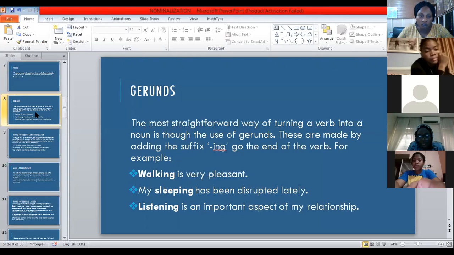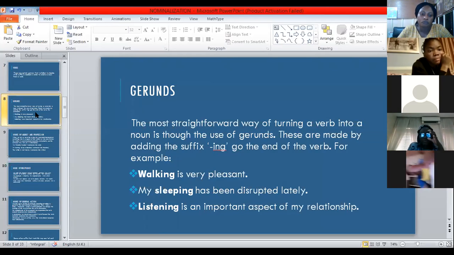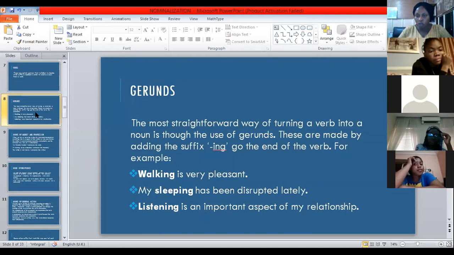An example is given on the screen. Walking is very pleasant. We have nominalized the verb walk to walking. The second example is there on the screen. My sleeping has been disrupted lately.